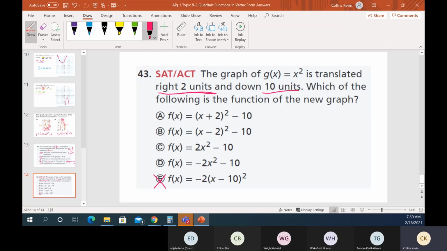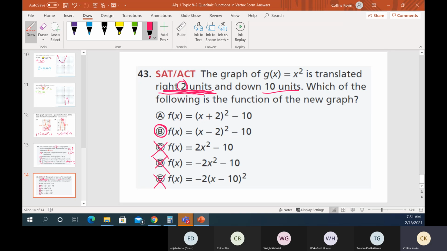Now, we already said that if you haven't moved left or right, then it's just an x squared, no parentheses, right? But we don't have that here. We've gone right 2 units, right? So that makes these guys out. Because this would be x minus 0 squared, which means you haven't moved left or right. So that guy's out. So 2 units to the right. Remember, this does the opposite of what you think. So since I see a positive 2 here, I need to switch my sign and go with negative 2 here. And that's my guy.